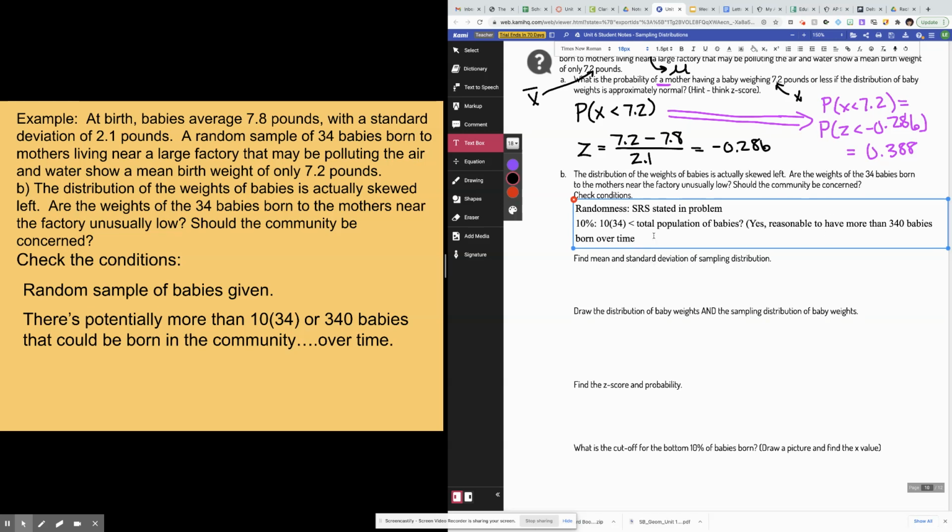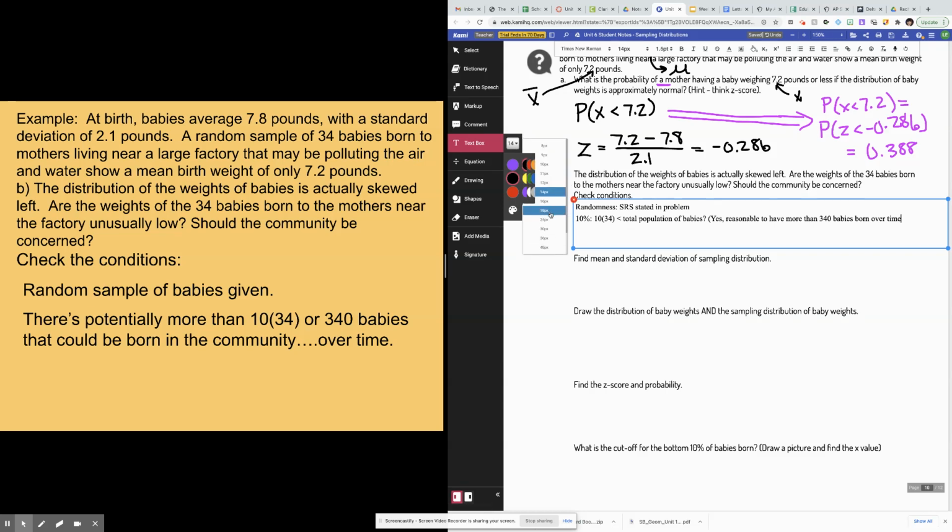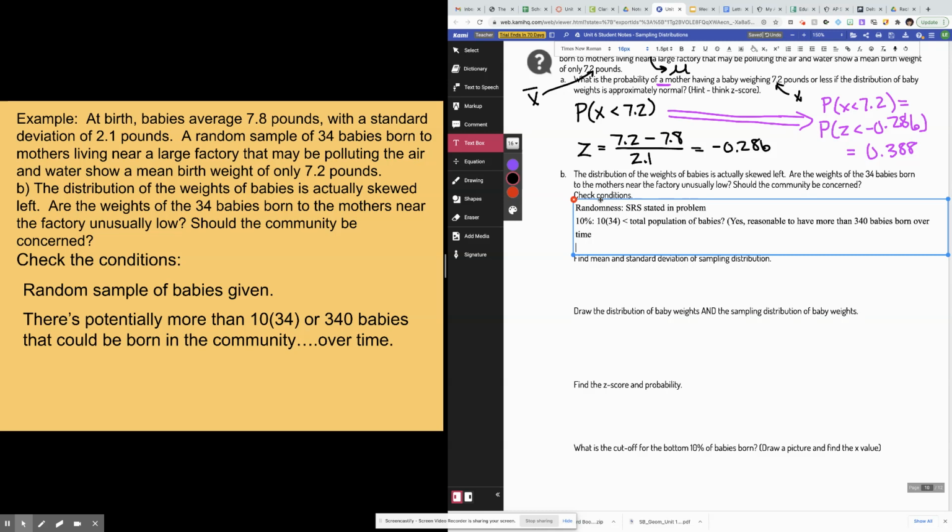I need to make this a little bit smaller. One second. My text size is a little bit too big for the space that I have available.